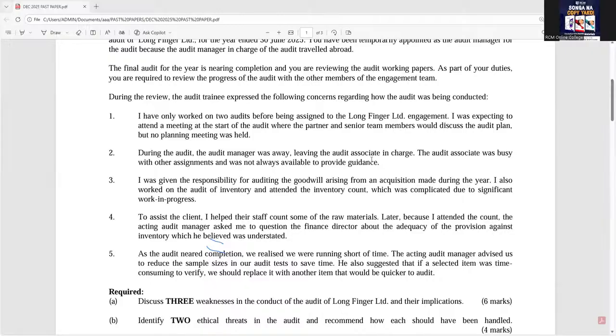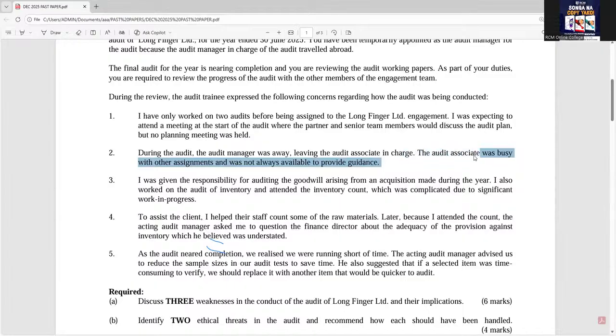Lack of audit program. Of course, when you say lack of planning, under planning, in this case, you have to develop an audit program. Taking part in having to count. Lack of proper supervision. Also, this one is a very correct answer. You see what is happening here? It is lack of planning. Then here, there's no guidance, lack of supervision.